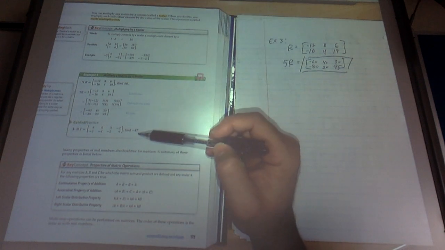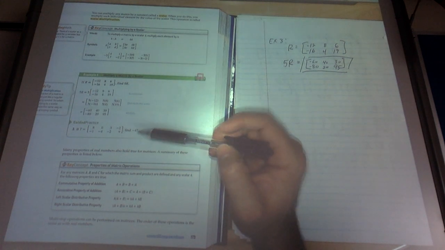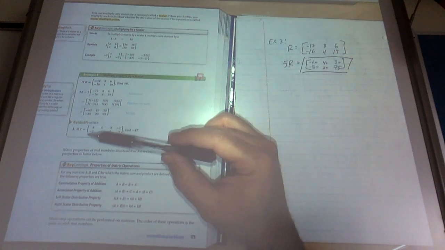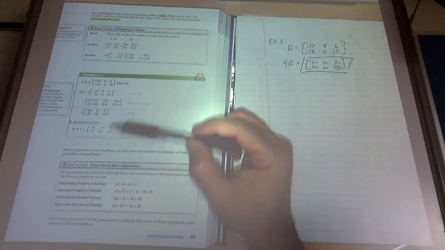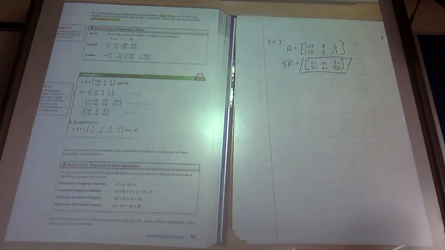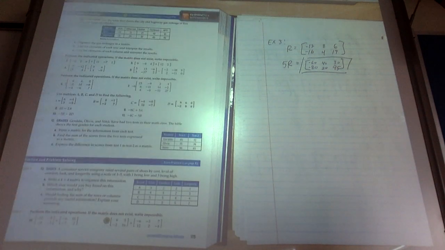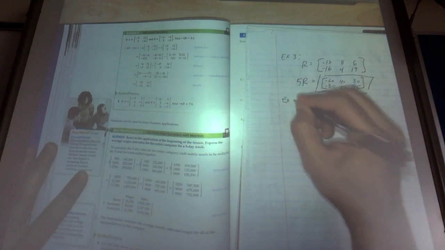Notice in guided practice 3, the scalar is -4. You would take -4 times all of these elements. That's a 2 by 4 matrix. You end up with a 2 by 4 matrix. All right, I'm kind of flying through that so I can show you all of it in one example. Going to example 4.